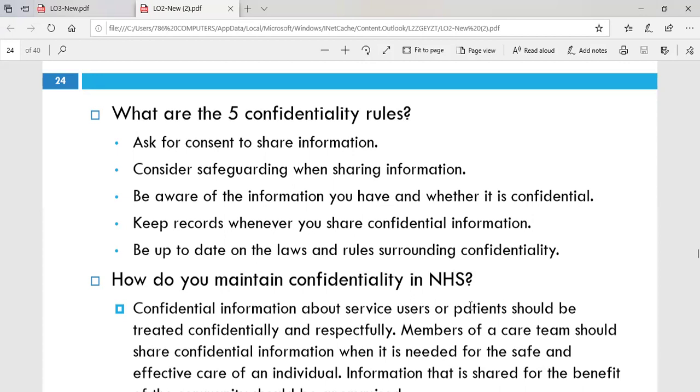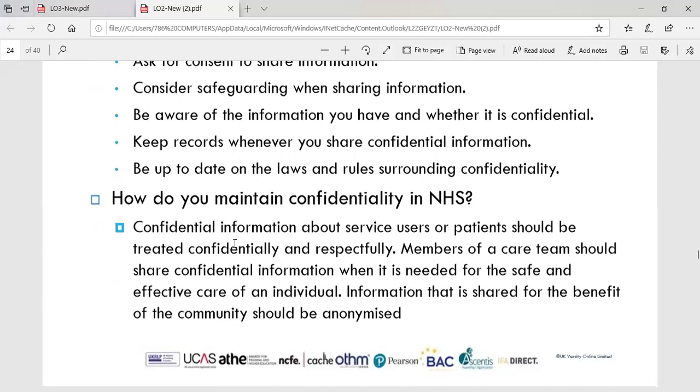And be up to date on the laws. You should know the laws and rules that surround confidentiality. If you don't, you should look at them time and again, because they change. A lot of changes have been made, so you should have the updated changes. How do you maintain confidentiality in the NHS? Confidentiality and respectful treatment is there for every patient, for every service user.